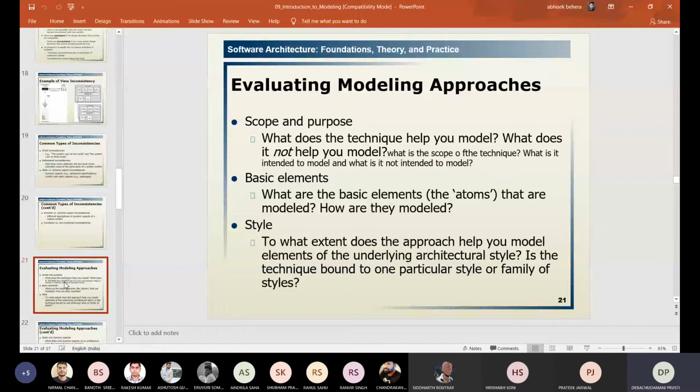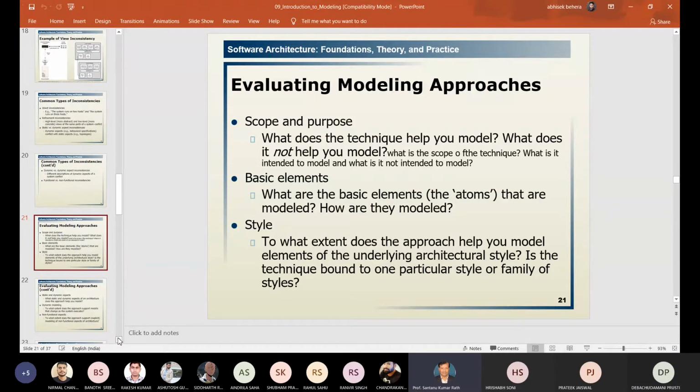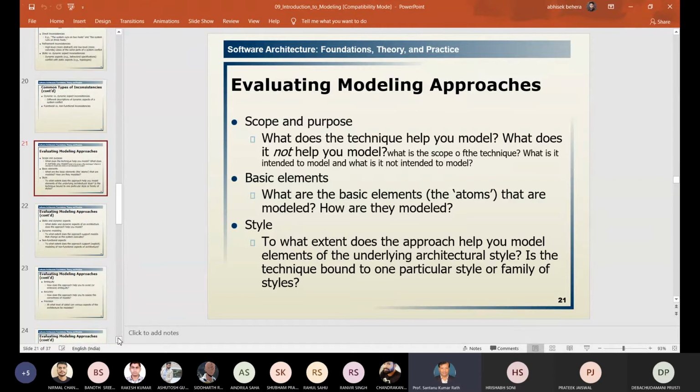First one is scope and purpose. Just one minute. For example, you are using the UML model. So we need to evaluate how good the style is, how good the accuracy is, how good the precision is, how clearly it removes the ambiguity. So we need to evaluate it. So what are the parameters to evaluate?